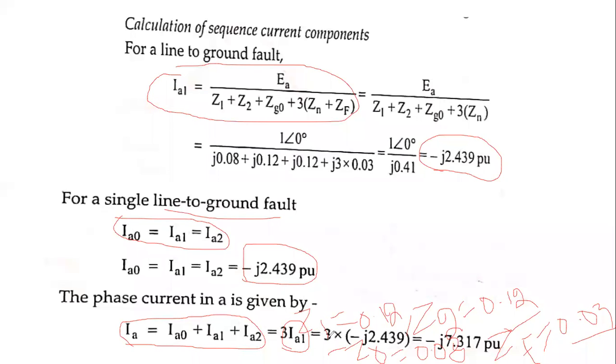Then that will be equal to 3 into, what is the value for IA1? Minus j 2.439. Then its value is minus j 7.317 per unit. Okay, understand?